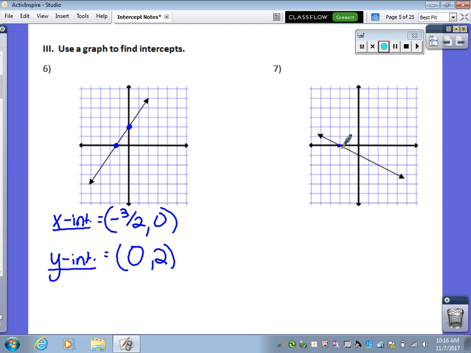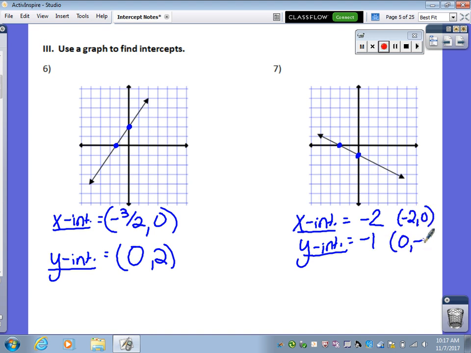Let's look at number 7. I'm going to draw in my two points. It hits my x-axis at negative 2 and my y-axis at negative 1. So the ordered pairs would be negative 2, 0 and 0, negative 1. Okay, this is one of those lessons that if you let it be easy, it's easy. If you overthink it, it'll become more complicated than it needs to be.